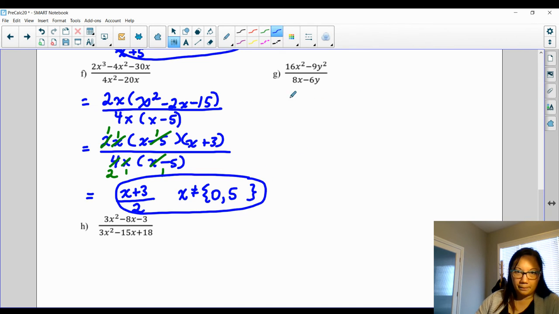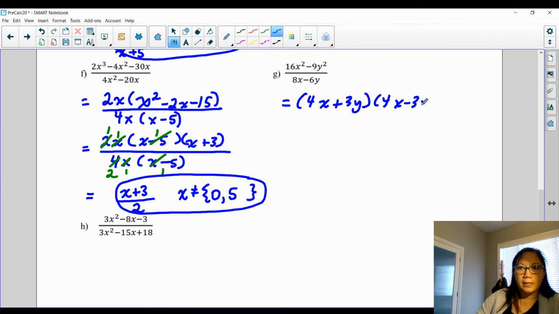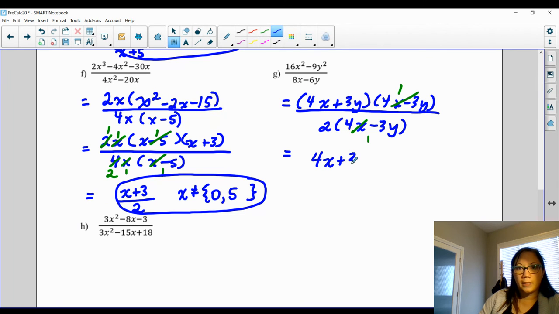Okay, let's take a look at G. So G, the numerator is a difference of squares. So it is factorable as 4x plus 3y times 4x minus 3y. The denominator has a GCF of 2. That's all I can do with that denominator. Luckily, it's creating something that looks quite nice to me. Why does it look nice? Because it completely matches these two factors. They're common, so they're replaced with positive 1s. And I'm ready to write my final answer here of 4x plus 3y all over 2.